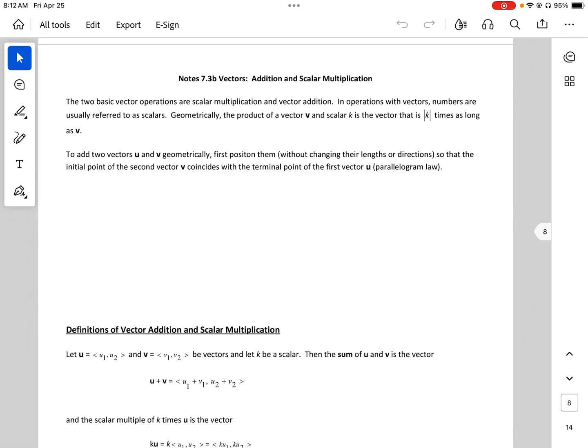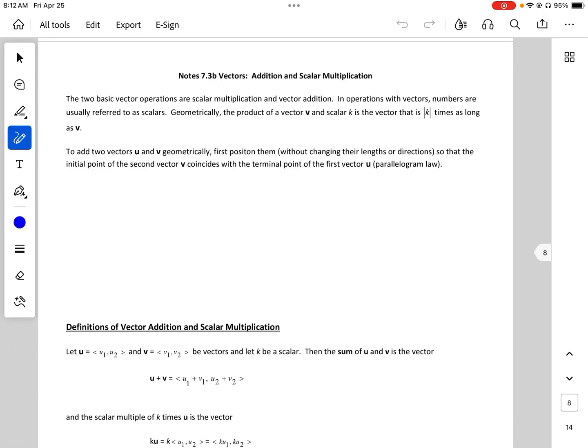So the scalar is just a number. So we're going to refer to it as K. So the product of vector v and scalar k is the vector that is the absolute value of k times as long as v. To add two vectors geometrically, first position them without changing their lengths or directions so that the initial point of the second vector coincides with the terminal point of the first vector. So let's go ahead and show what this looks like.